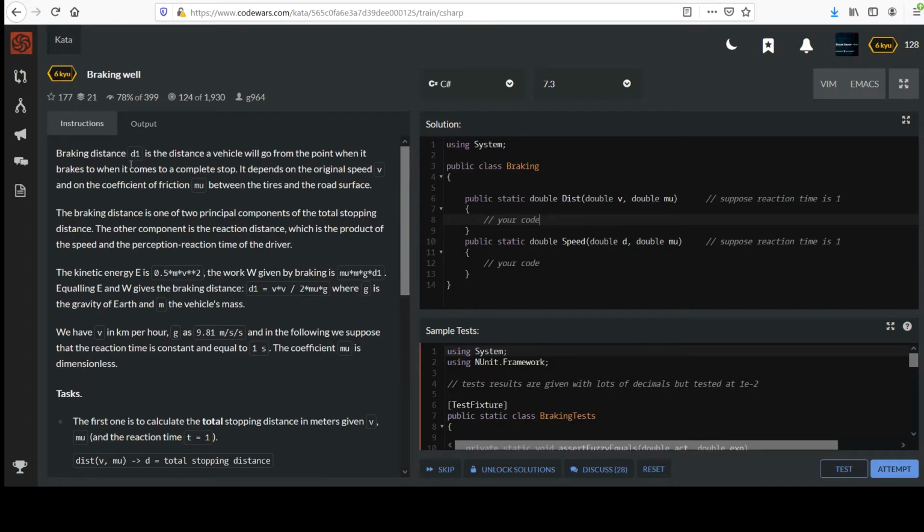The braking distance D1 is the distance a vehicle will go from the point when it brakes to when it comes to a complete stop. It depends on the original speed V and on the coefficient of friction, I'll call mu, between the tires and the road surface. The braking distance is one of 2 principal components of the total stopping distance. The other component is the reaction distance, which is the product of the speed and the perception reaction time of the driver.